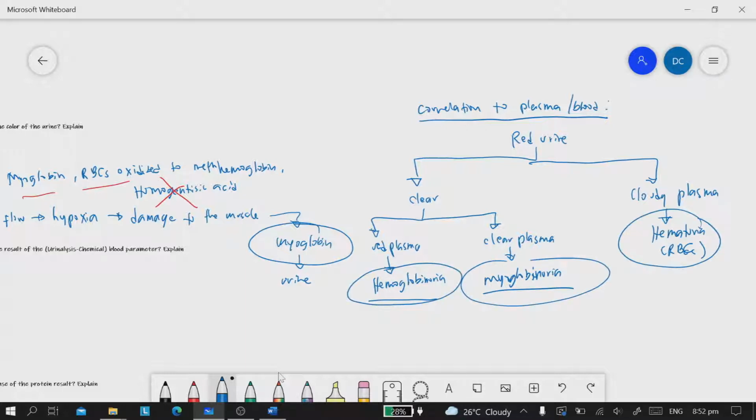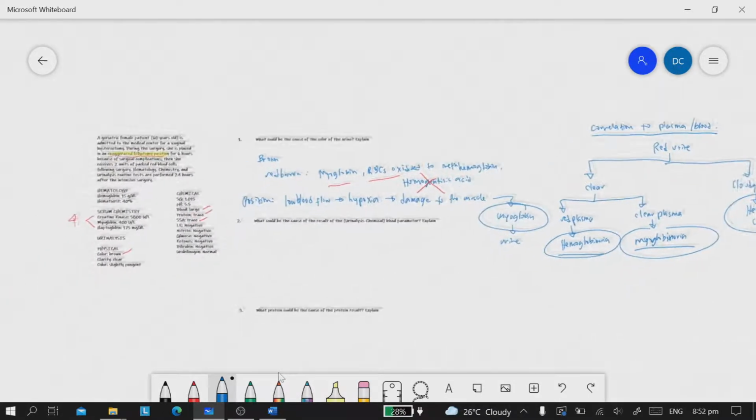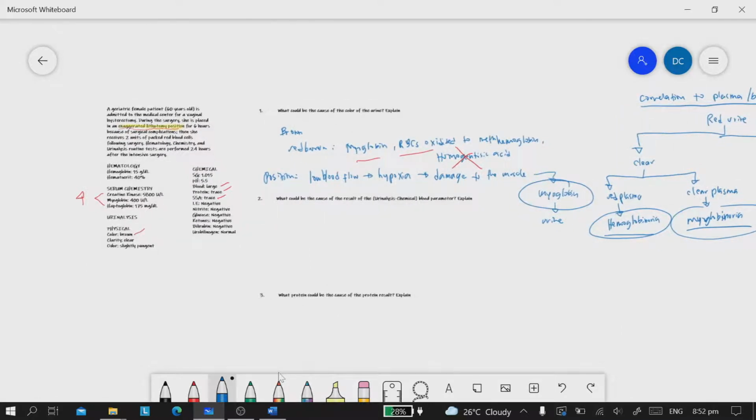Right. I hope this is clear, no? Right. Now let's proceed to question number 2.